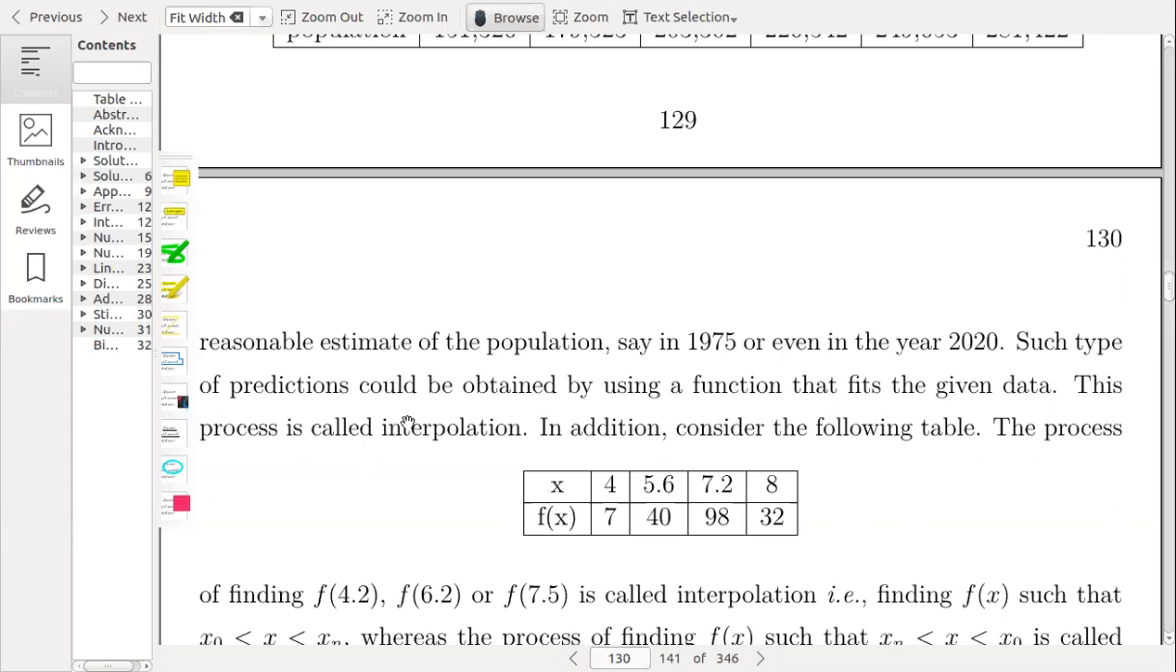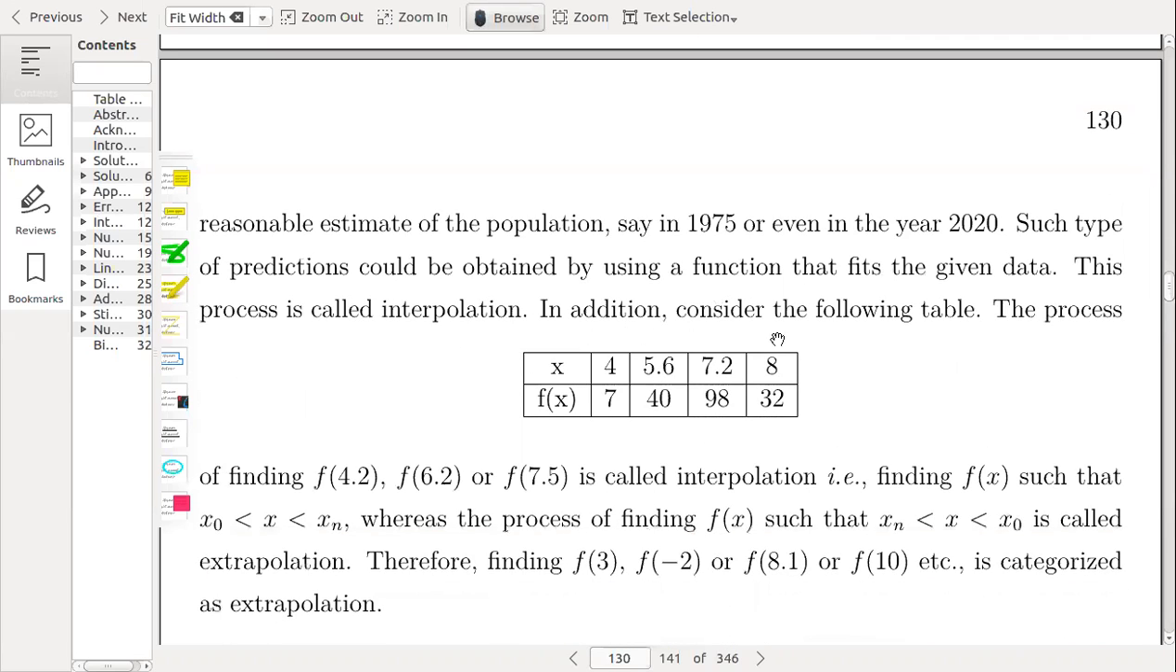So such type of predictions could be obtained by using a function that fits the given data. This process is called interpolation. In addition, consider the following table. The process of finding f of 4.2, f of 6.2, or f of 7.5 is called interpolation.